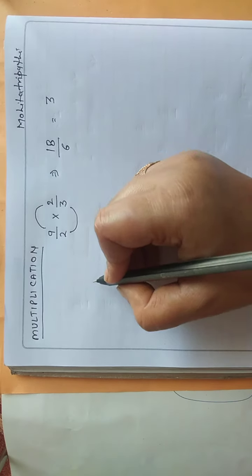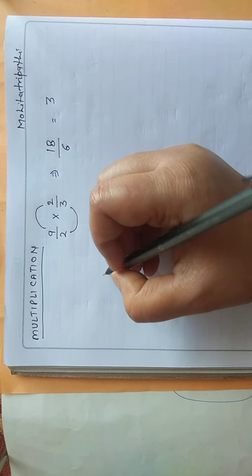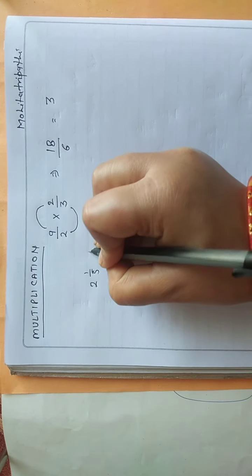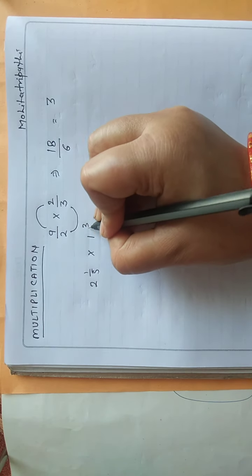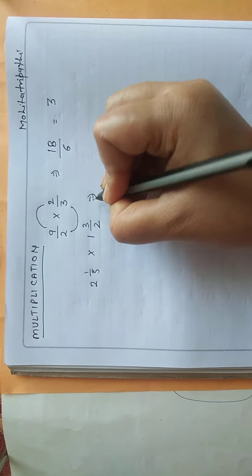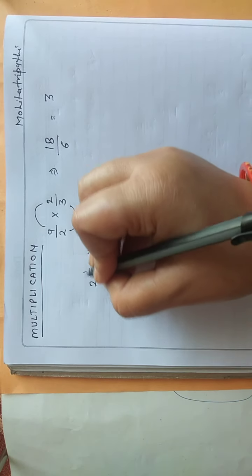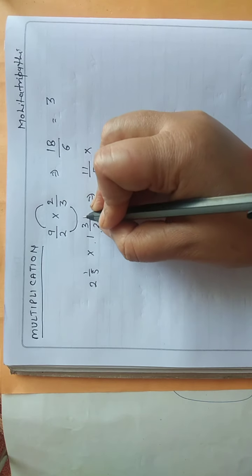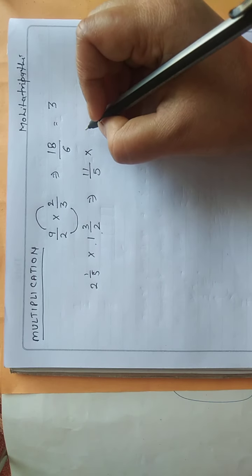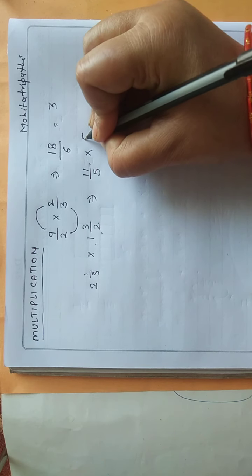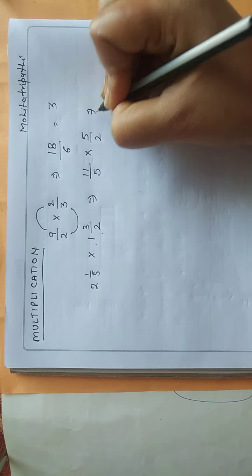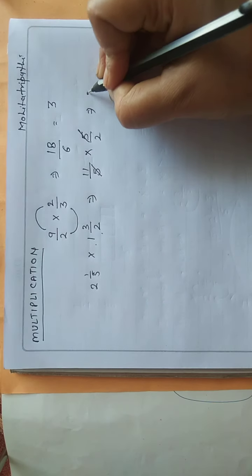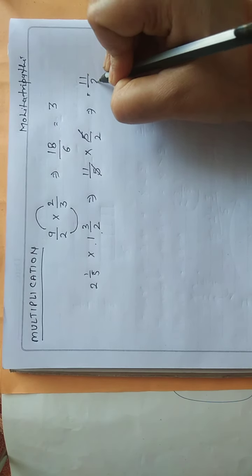Again, one more example. If it is a mixed fraction, just see how you will solve. 2 whole 1 upon 5 multiplied by 1 whole 3 upon 2. First of all you have to convert it. 5 twos are 10 and 1, 11 upon 5. 2 ones are 2 plus 3, it is 5 upon 2. Or you can also do it this way: 5 and 5 cancel out. It is 11 upon 2.